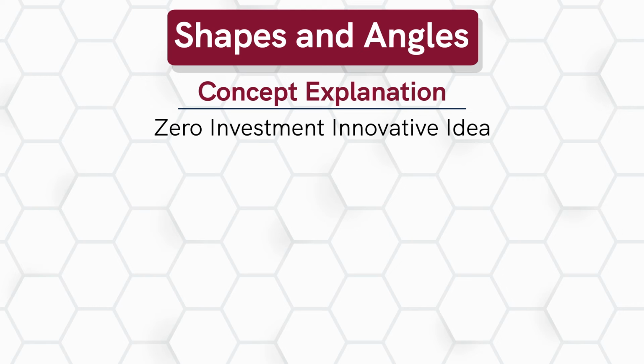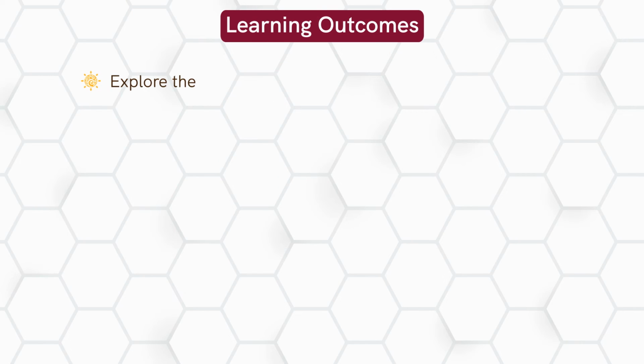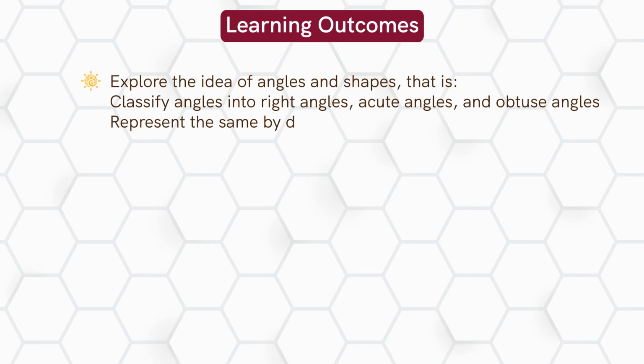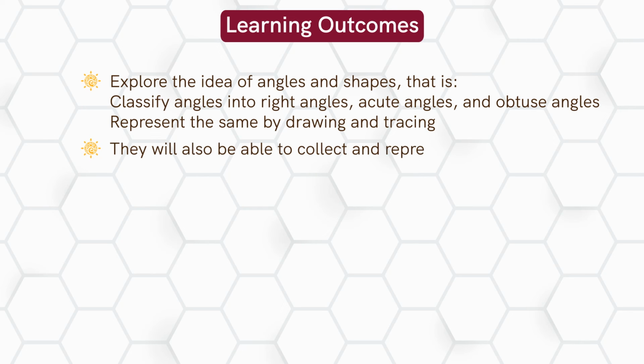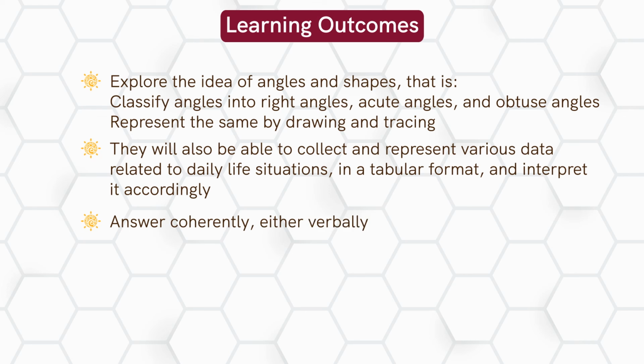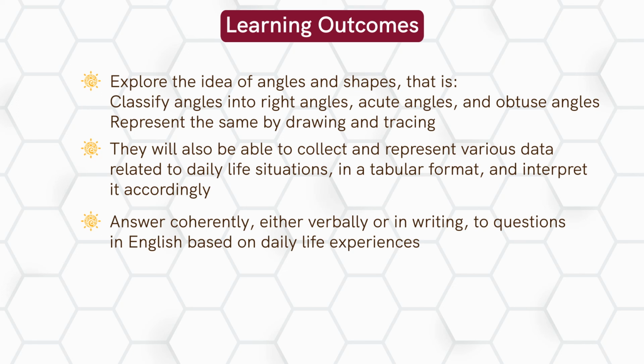The students will now be able to explore the idea of angles and shapes, that is, classify angles into right angles, acute angles and obtuse angles, and represent the same by drawing and tracing. They will also be able to collect and represent various data related to daily life situations in a tabular format and interpret it accordingly. Answer coherently, either verbally or in writing, to questions in English based on daily life experiences, and act according to the guidelines given in English.